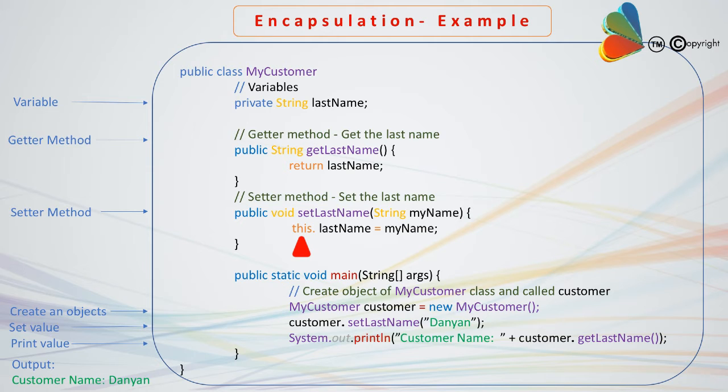Under main method, create object of myCustomer class and called customer. To call setLastName method, customer dot setLastName and pass parameter Danyan. Print the value of lastName by calling the customer dot getLastName.